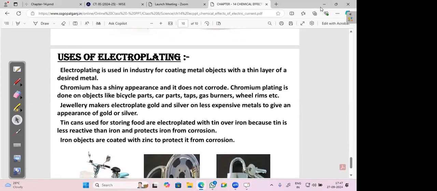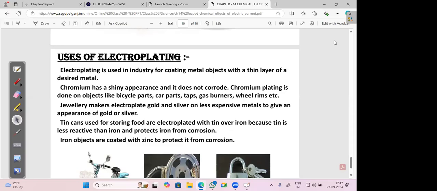So here we have some of the uses of electroplating. Why do we need to electroplate? Sometimes we need to electroplate to show off, or to show that the item has a good look. Secondly, we can use electroplating for preventing rusting and corrosion.